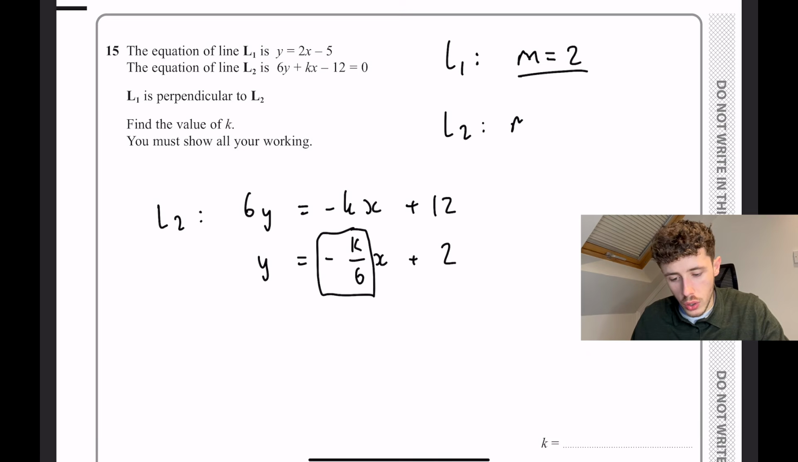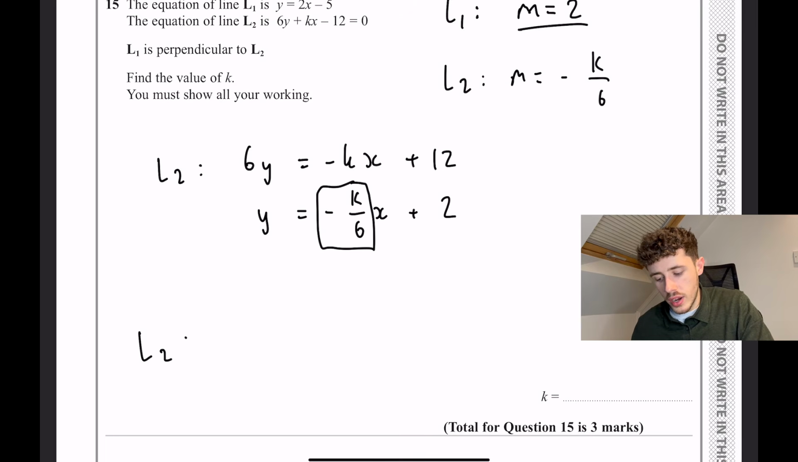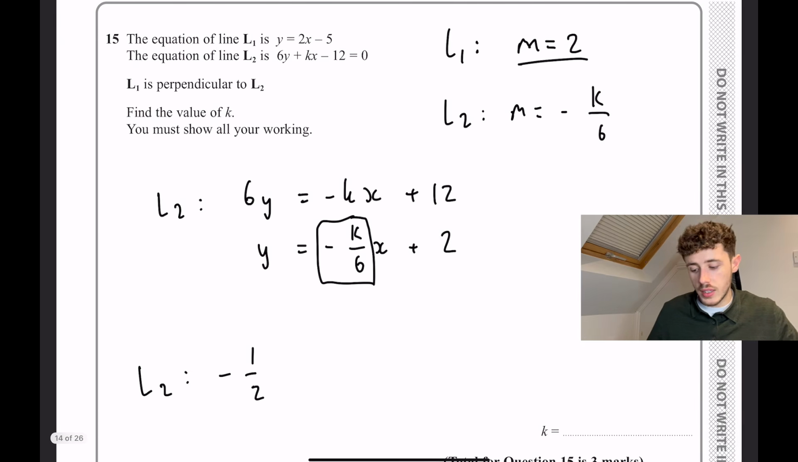So line L2 has a gradient of minus k over 6. Now, if they're perpendicular to each other, as I said earlier, then L2 is going to be the negative reciprocal of 2. So the gradient of L2 must equal minus a half. Negative being the negative version, and reciprocal is that if it was a fraction of 2 over 1, we flip that to make the half.